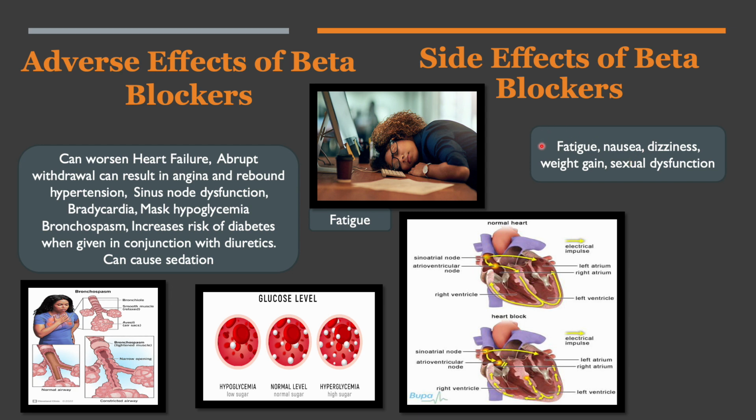Thank you so much. This was a very short description of beta blocker use in hypertension. Beta blocker use is also patient specific, so it's important to bear that in mind. But this is just an overview of how it's used in hypertension.